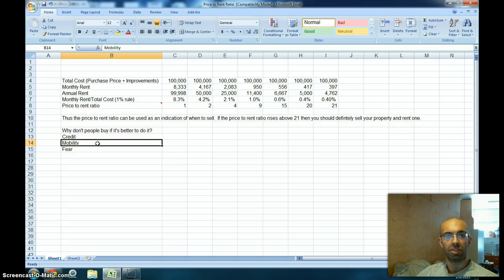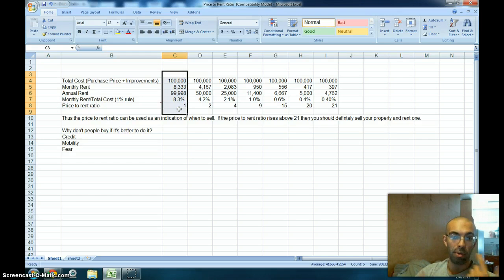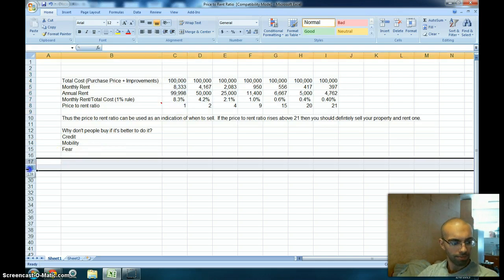And then fear. During this recent recession, a lot of people lost their homes, and their orientation or their perception of home ownership is not that positive. So they may be fearful to purchase a property, and that holds them back, and they think that renting is a better option, and they don't really look at the numbers to help guide them. They're more basing their decisions off of their emotions.